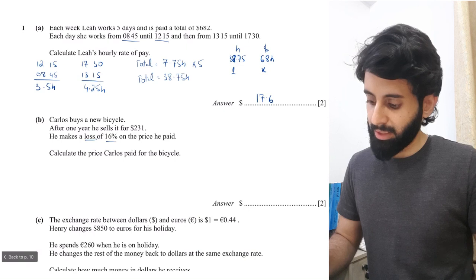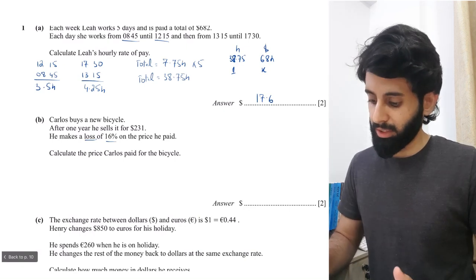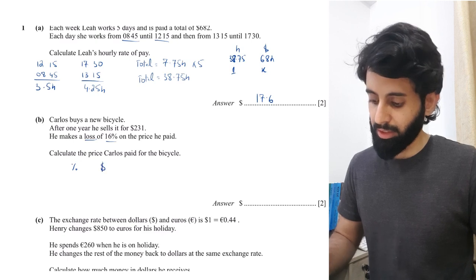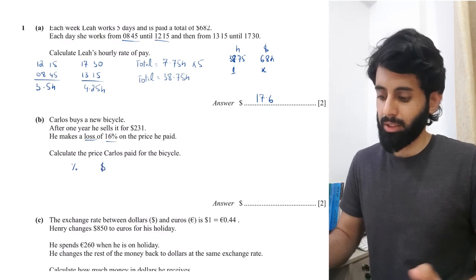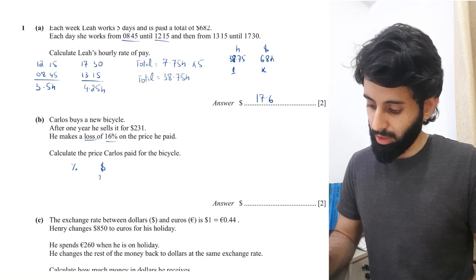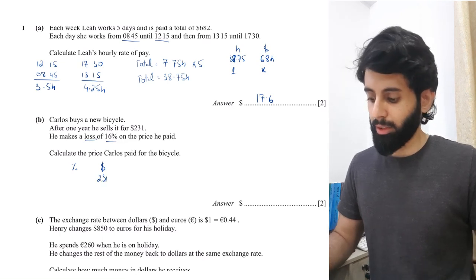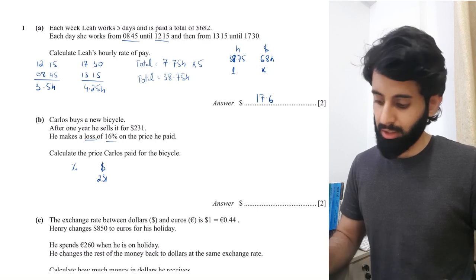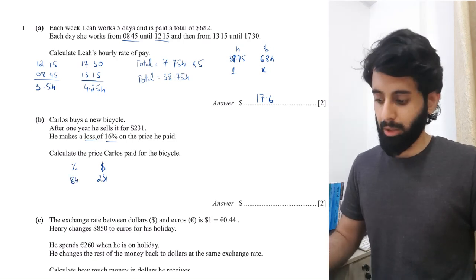Okay, so he basically makes a loss of 16% after he sold it for $231. So here's percentage, here's dollars. If you've been following me, this is how I like to do percentage questions. So for $231, he's making a 16% loss. So that means in terms of percentage, 231 is basically equal to 84.